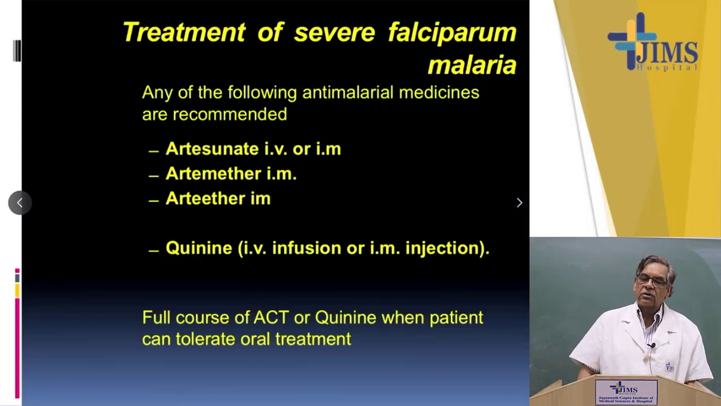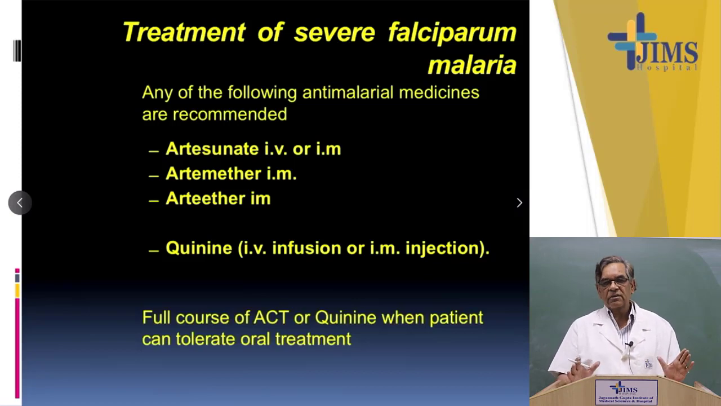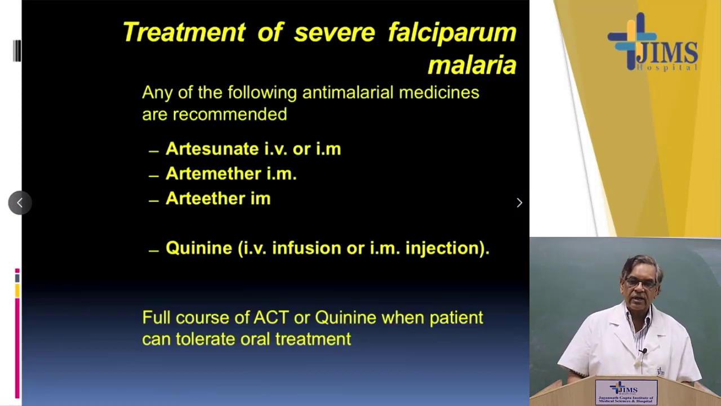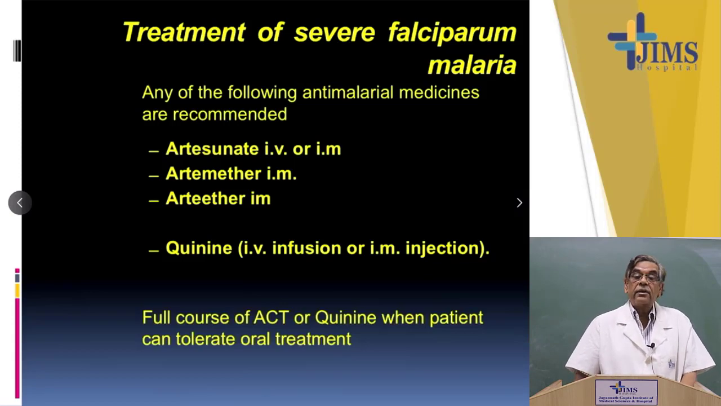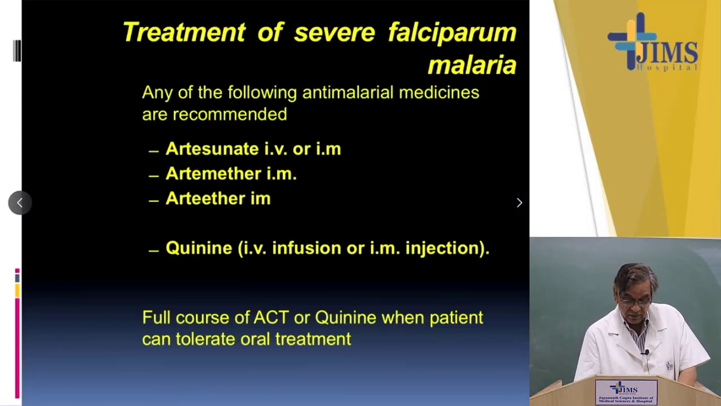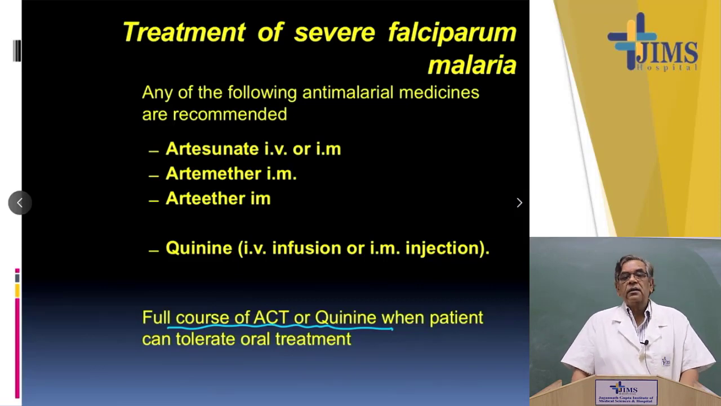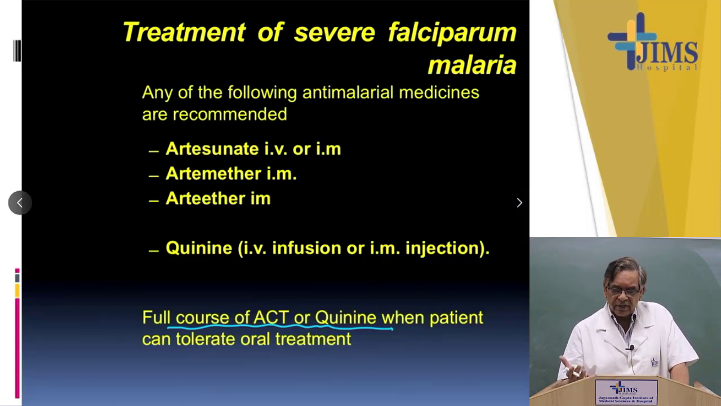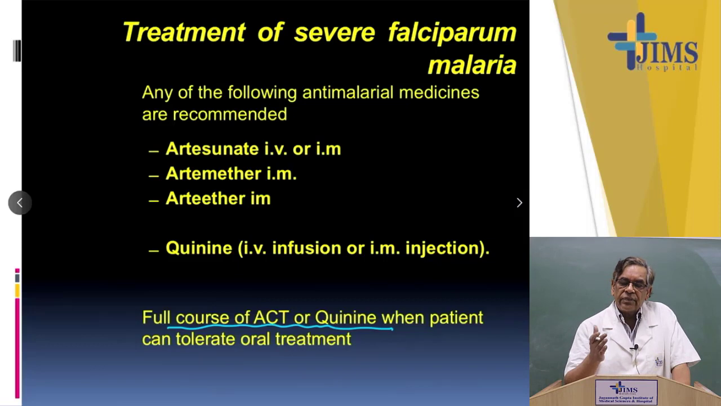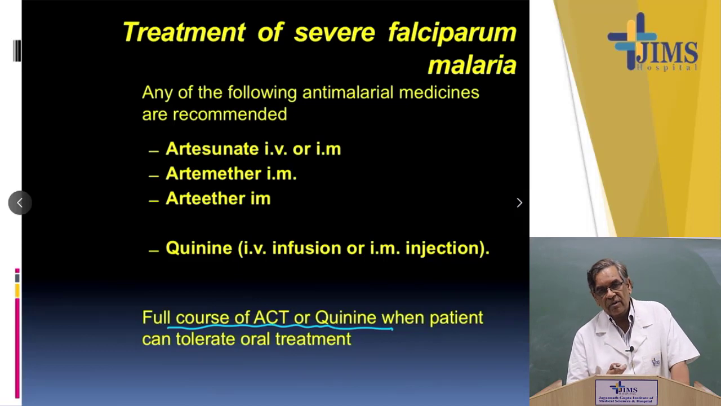when the patient can tolerate oral medication, that means the patient becomes a bit okay after say 2 days or 3 days of parenteral artesunate or arteether or quinine, then the patient must take the full course of the ACT or quinine. Suppose you have given quinine for 2 days, and the patient now can eat or drink water, can swallow tablets, then you will give quinine in the oral form as tablets, and that will be for a period of 7 days.